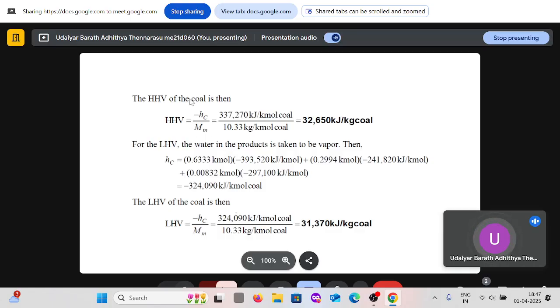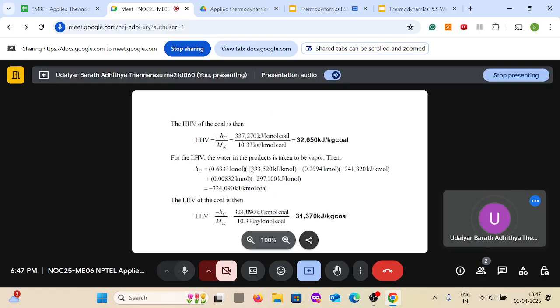The higher heating value is needed in kilojoule per kg, so we divide by the molar mass to get 32,650 kilojoule per kg of coal. Similarly, for the lower heating value, we consider the water to be in vapor form, so we substitute the enthalpy of formation of water as vapor. In that case we get Q as minus 3,24,090 kilojoule per kilomole, and dividing by the molar mass gives the lower heating value as 31,370 kilojoule per kg of coal.